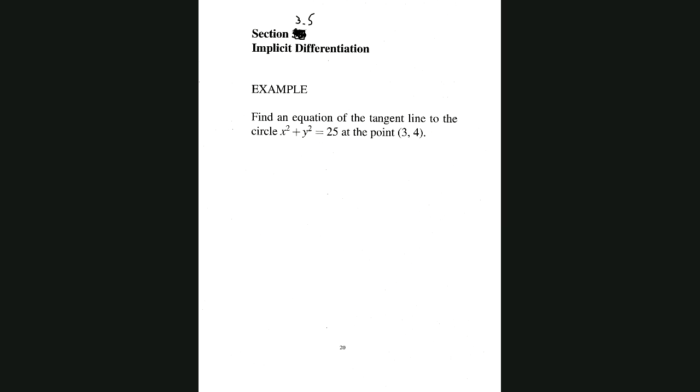Okay, so we all love circles. What I want to do is find the equation of a tangent line to this circle. The circle is x squared plus y squared equals 25. I want to find an equation of the tangent line to that circle at the point 3, 4. Now 3, 4 is on the circle, of course, because 3 squared plus 4 squared equals 25.